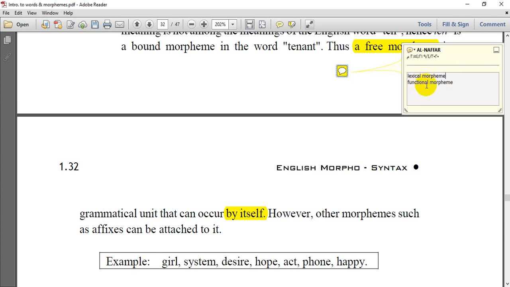But the functional morphemes mainly signal grammatical information or logical relations. For example, articles such as a and the, the prepositions, the pronouns, all kinds of pronouns: the possessive, subject pronoun, object pronoun, and demonstrative, etc. And conjunctions. These are functional morphemes.